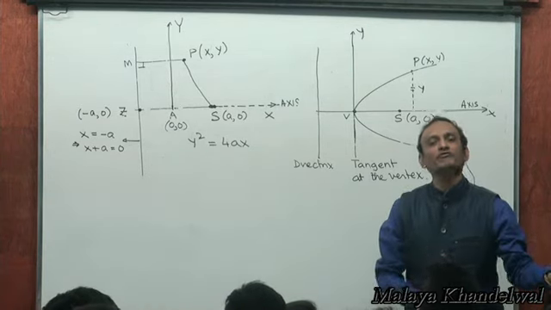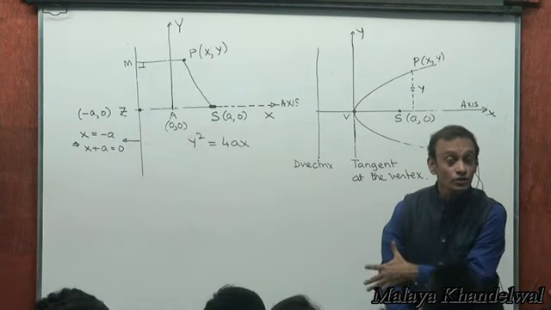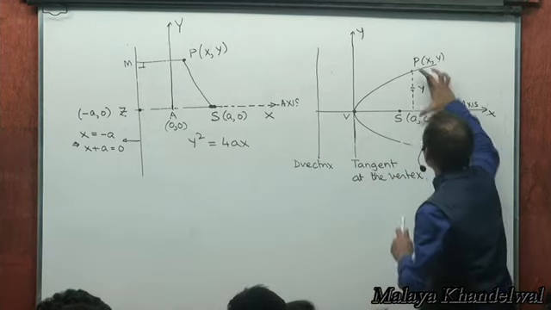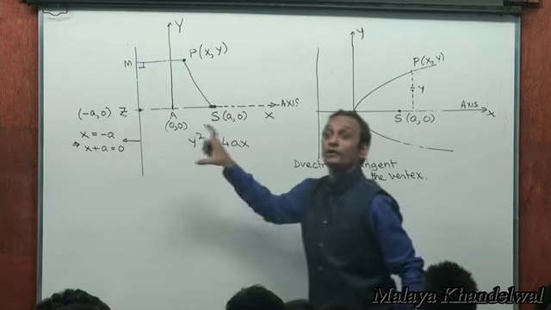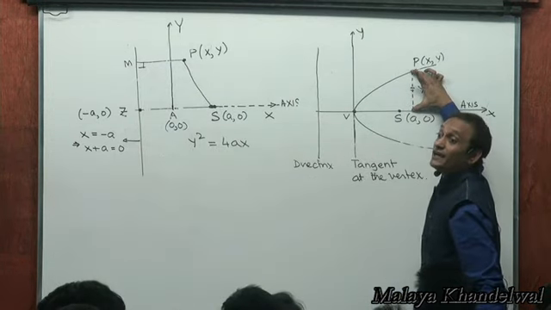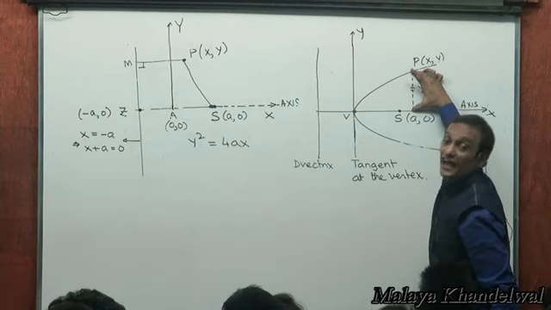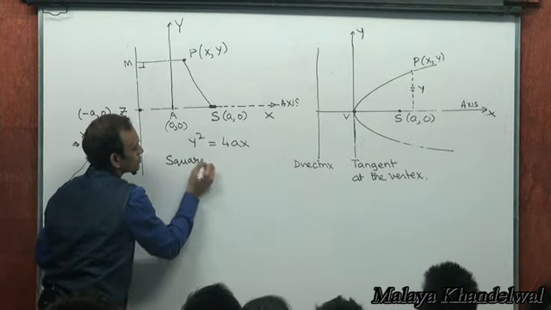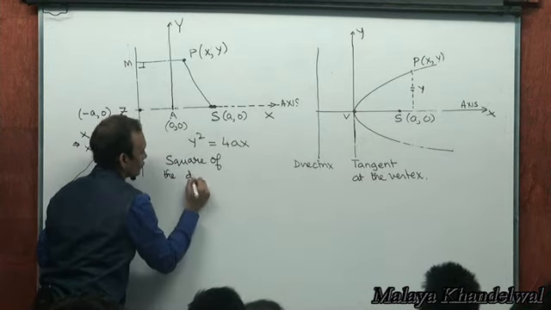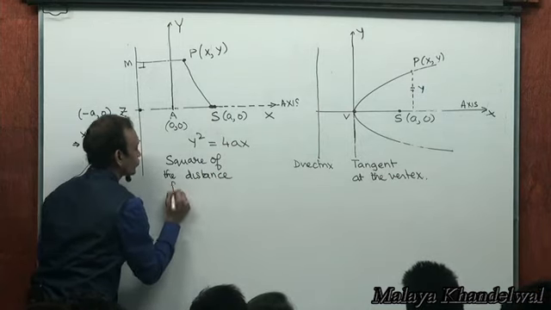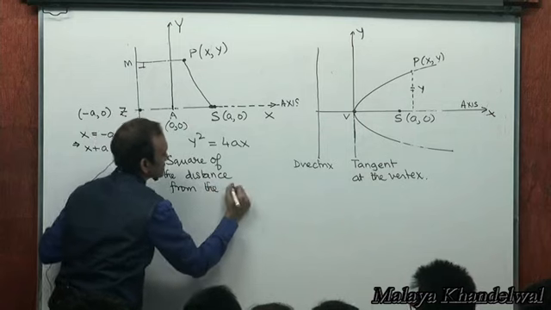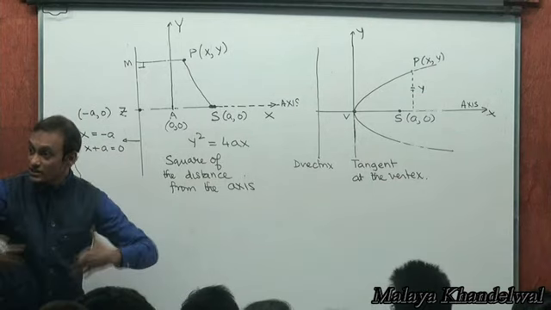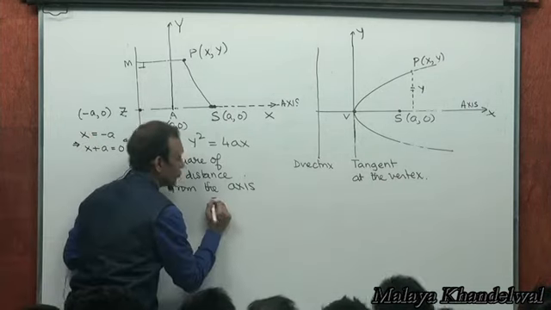Our coordinate system could have been defined differently, in which case the axis may not turn out to be the x-axis, right? It could be some line Lx + My + n = 0, but then this y squared would be the square of the distance from the axis of the parabola, which is the axis of symmetry. So physically this is the square of the distance from the axis, where axis means axis of symmetry, equal to 4a.